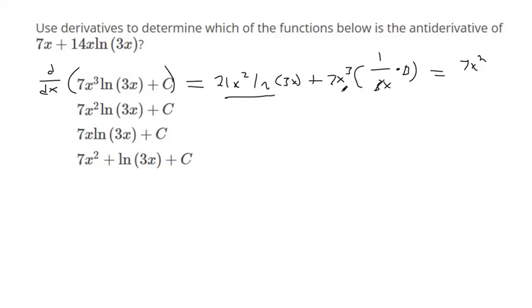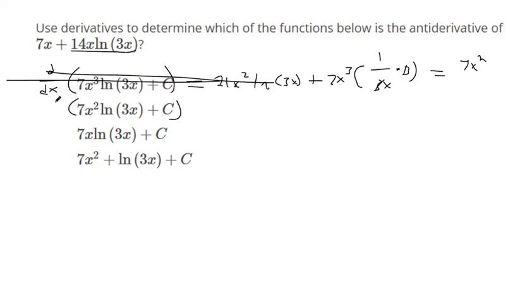I went out of order here. And then this term, there's nothing we can clean up. That's 21x squared natural log 3x. So this term and this term don't match with their coefficients, so it's definitely not going to be it. And plus, this term is going to be 7x squared, not 7x. So this isn't our antiderivative.